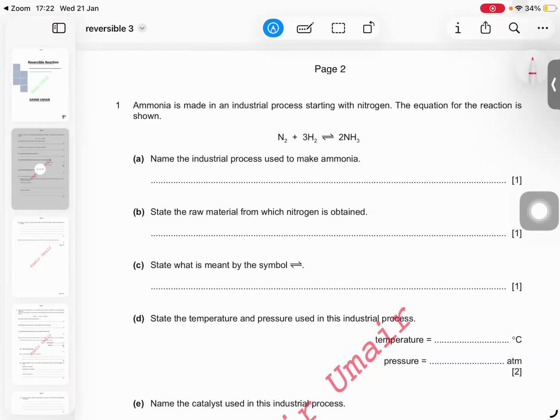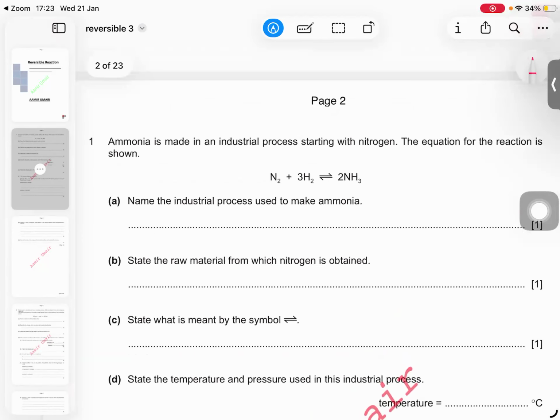Today we are going to discuss the past paper questions from rate of reaction and reversible reactions both. Preferably from the reversible reactions. Look at this. This is the same worksheet that has been shared with you on the WhatsApp group.